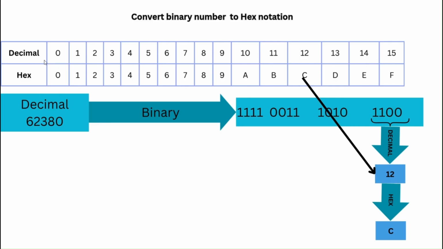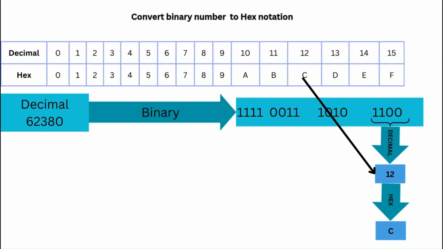Here I have a table for decimal to hexadecimal conversion. I have decimal numbers on top, 0 to 15, and the equivalent hexadecimal numbers in the bottom. Up to 9, 0 to 9, both notations have the same value. But 10 to 15, it is different.